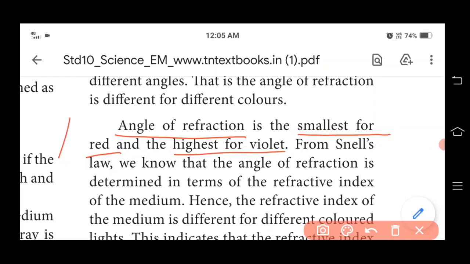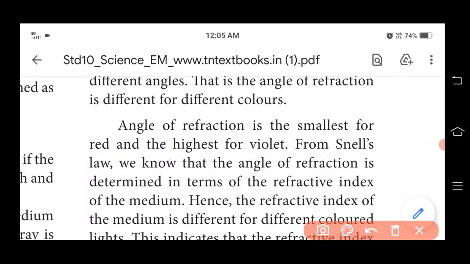So another important 1 mark question: angle of refraction. We know that wavelength is greater for red color. It is very least for violet color. But here the question is angle of refraction. Angle of refraction is the smallest for red color and highest for violet color.